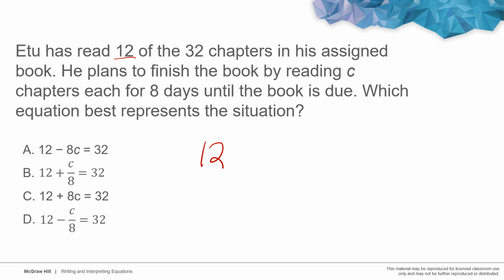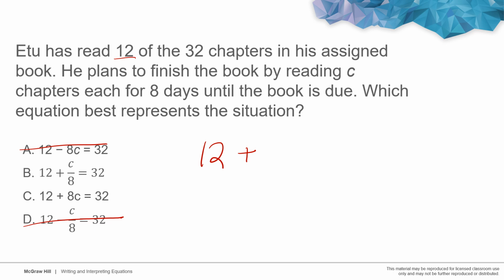Well, I heard two things. So we would add the chapters because we want to add them and reach the 32. So which two answer choices could we eliminate? Yeah, the ones we were subtracting, so A and D.